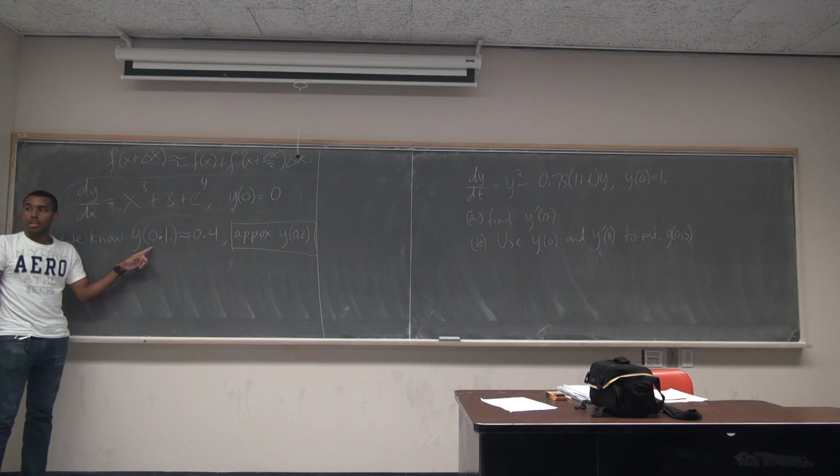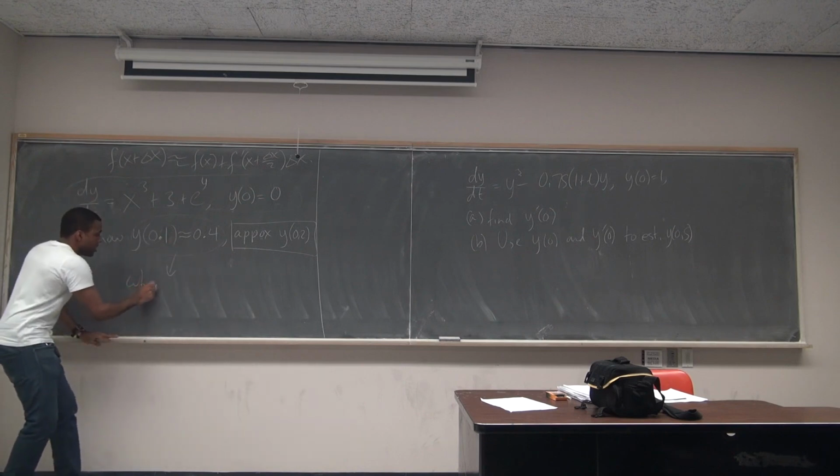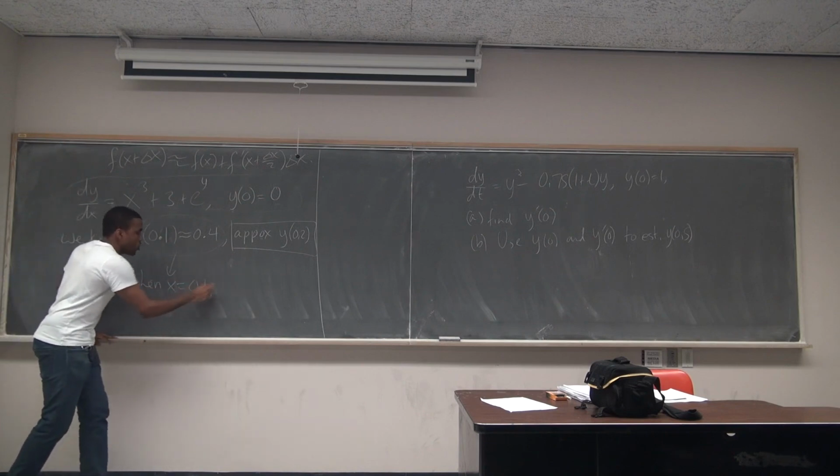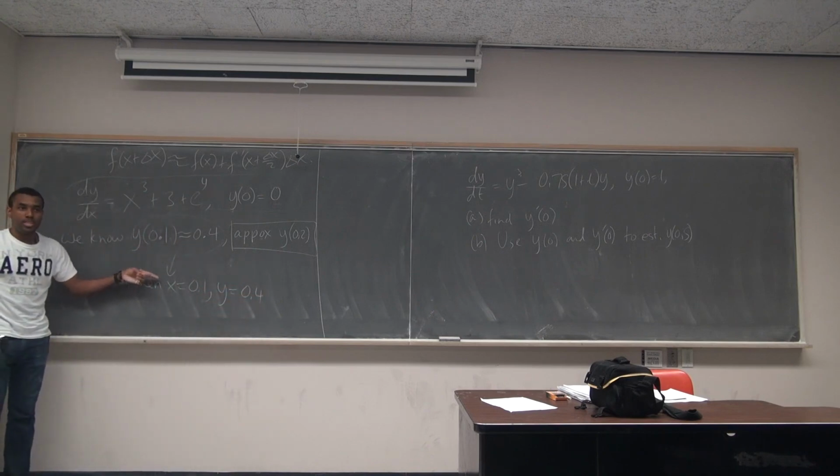f of x plus delta x upon 2 is equal to 0. Too complicated. Think simple. This is x and y. When x is 0.1? Exactly. When x equals 0.1, y equals 0.4. That's what that means, right?